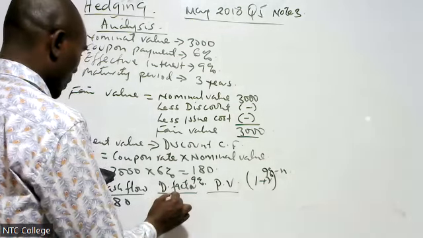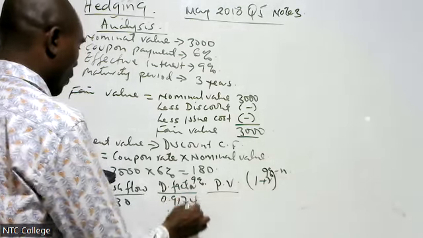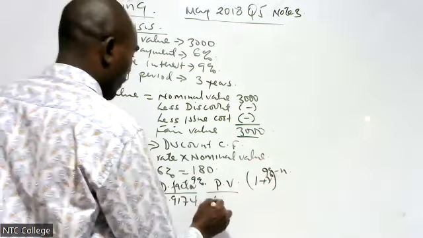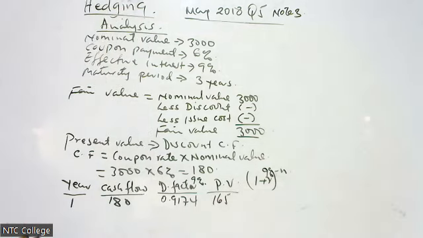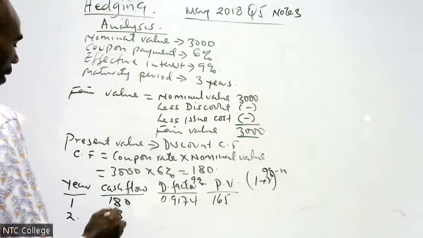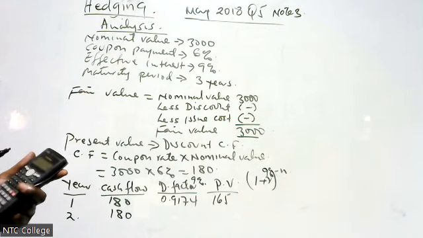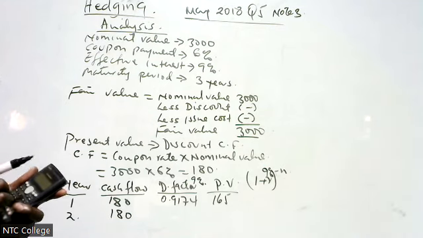I'm getting 0.9174. That is my discount factor. Now I take 180 times 0.9174, which is 165. I'm rounding off. Then in year 2, the cash flow is still 180, and the discount factor is 1.09 raised to negative 2.